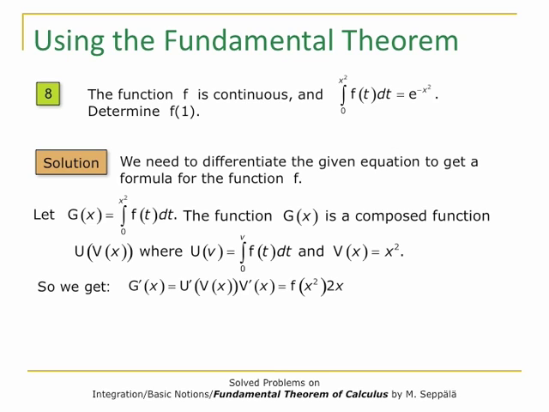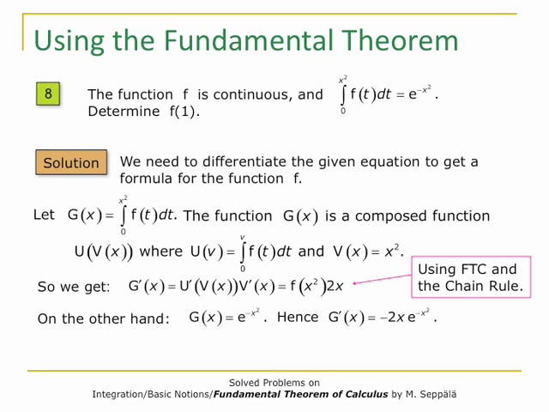The derivative of u at v is the function f at v. Plug in v equals x squared and you obtain that the derivative of g is f at x squared times the derivative of v, which is 2 times x. So g prime is f at x squared times 2 times x. This is using the fundamental theorem of calculus and the chain rule.